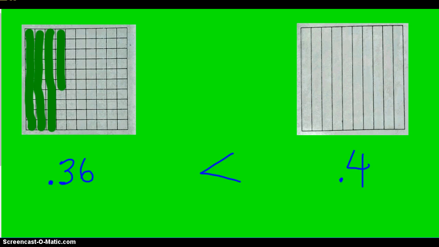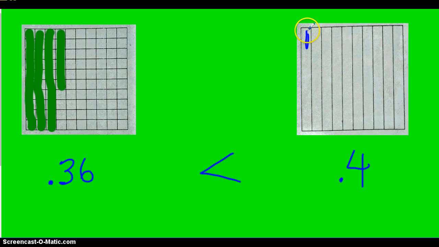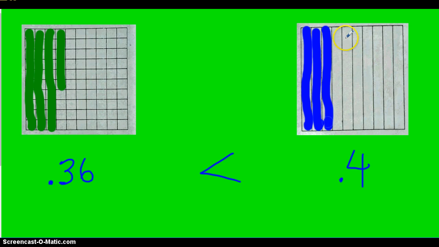Let's take a look at 4/10. Okay, so here is 1/10, 2/10, 3/10, 4/10. And as you can see, 4/10, even though 36, the digits 3, 6 seem to be larger. Remember, that's a common mistake. We have to think about the amounts.